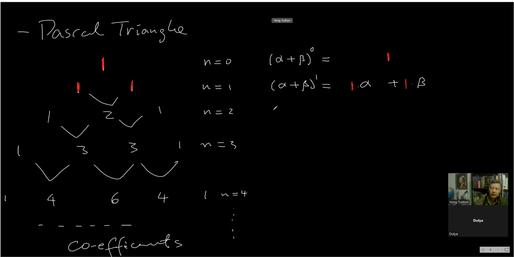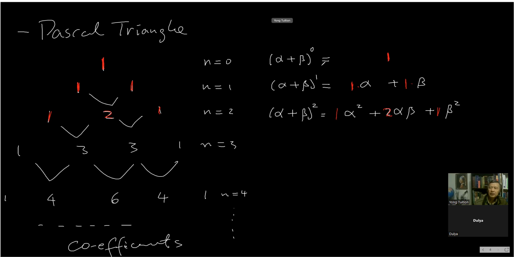Now, do you remember the formula? Of course you remember. So what is alpha plus beta squared? 1 alpha squared, plus 2 alpha beta, plus beta squared. Do you agree? So in this case the coefficients are 1, 2, 1. Can you see the pattern now? So you can continue forever.